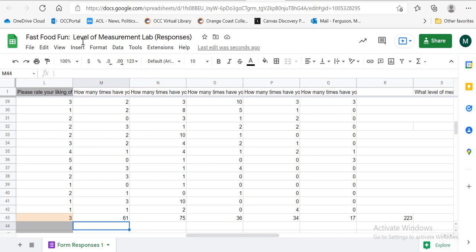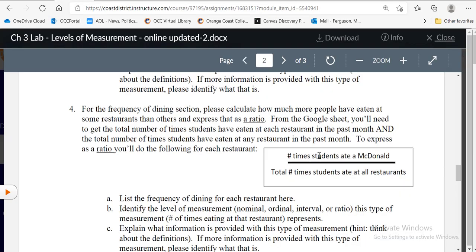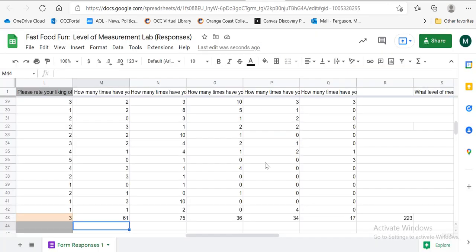So now, remember the formula that I wanted to get the number of times a student ate at McDonald's over the number of times students ate at all restaurants. I can then come back here and calculate that. I can put an equal sign, and click on the number of times students ate at McDonald's divided by the total number of times students ate at any restaurant, and I get a number, 0.27. That's my ratio. I could multiply it by 100 if I wanted the percentage.